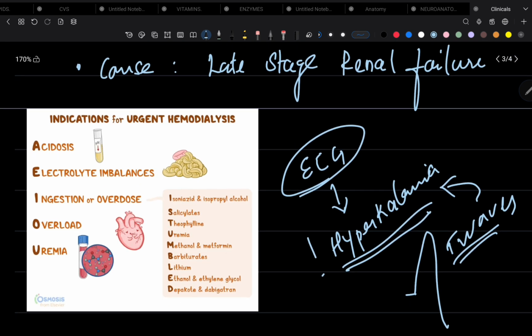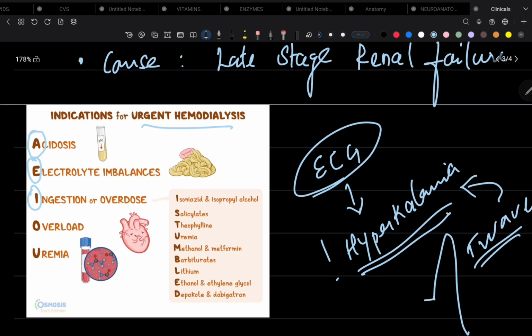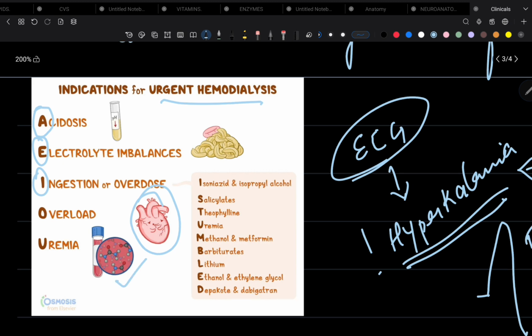And then these are the indications for urgent hemodialysis. You can remember it in this way: AEIOU. A for acidosis, E for electrolyte imbalances, I for ingestion or overdose of drugs like isoniazid, salicylate, theophylline, O for overload, which is nothing but cardiac failure, and U for uremia. You can take a screenshot of this. These are the indications for urgent hemodialysis.